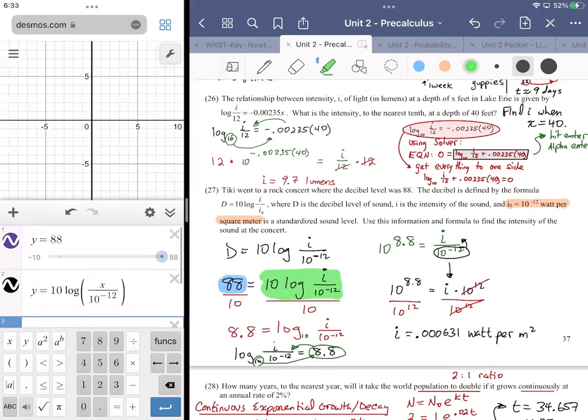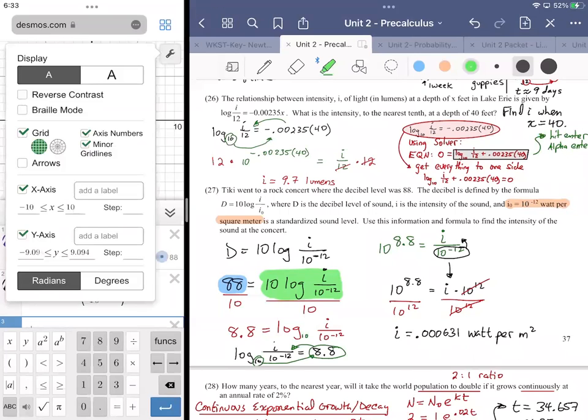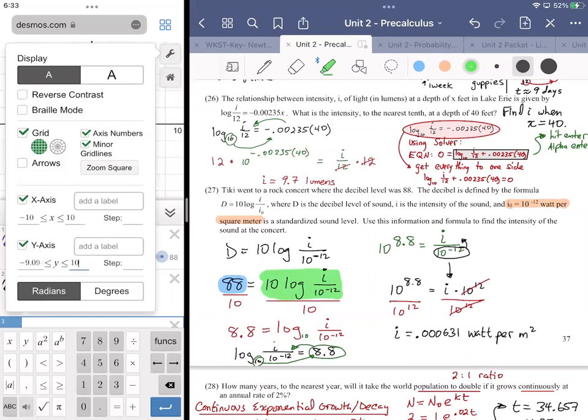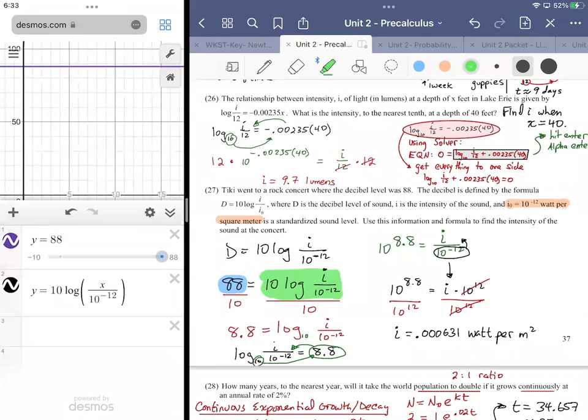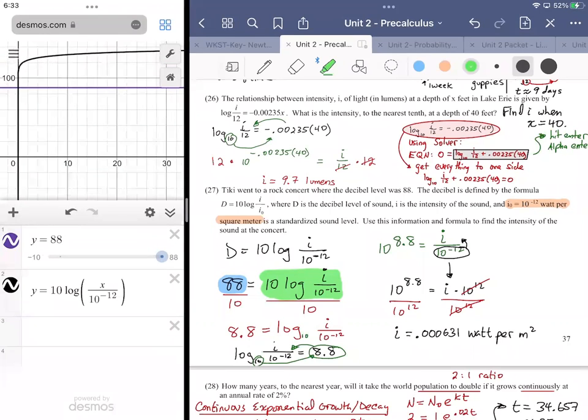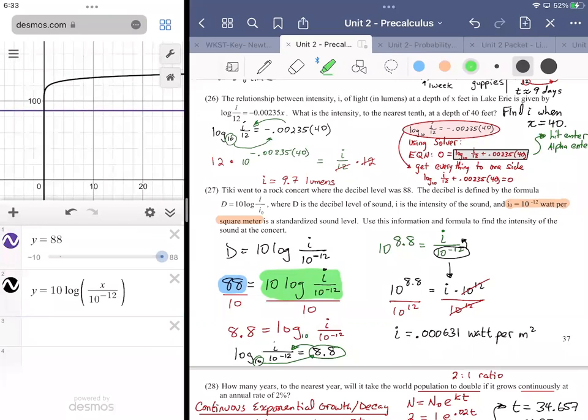All right. So I have my home zoom on here, and it's not showing anything. But I also notice that my y equals 88, that's definitely bigger than 10. So I'll hit my little wrench here and make my y-axis go up to like 100. All right, so now I've got my y equals. I also need to see the actual log equation, which doesn't seem to be showing up. So I can pinch zoom out from there. And now I can actually see the curve.